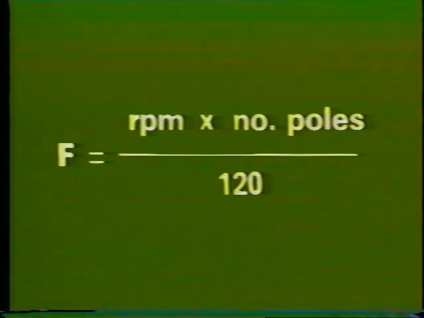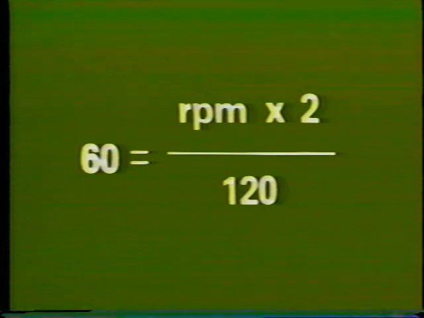Let's assume that we want to set a 2-pole generator at 60 hertz. First, we put the numbers we know into the formula. 60 hertz equals RPM times 2 divided by 120. And then we solve for RPM. Multiply both sides by 120. You get 7,200 equals RPM times 2. Then divide both sides by 2, and the answer is 3,600 RPM. To set this generator at 60 hertz, you adjust the speed of the rotor to 3,600 revolutions per minute.